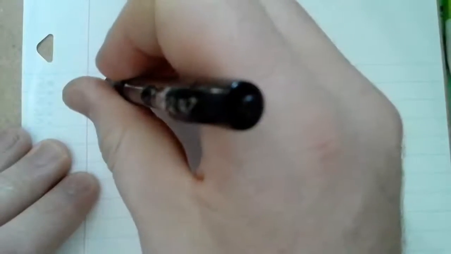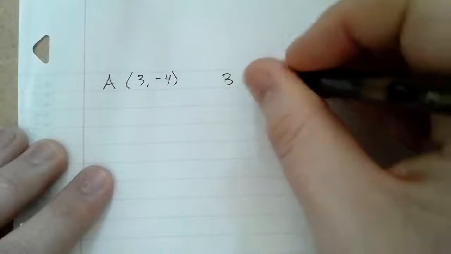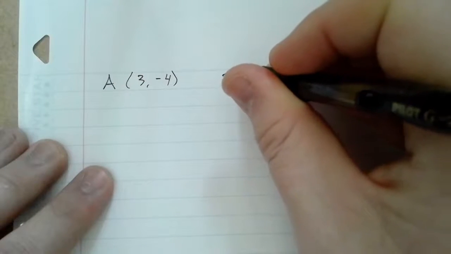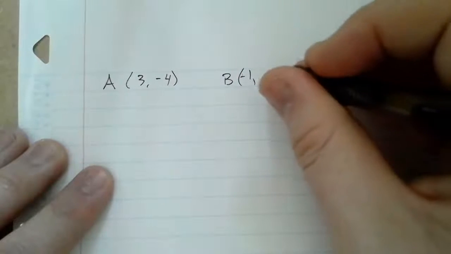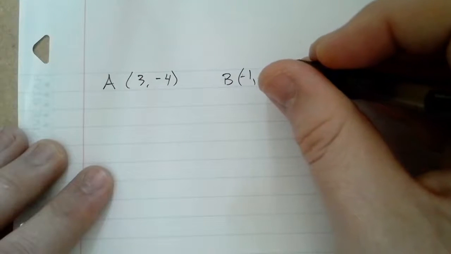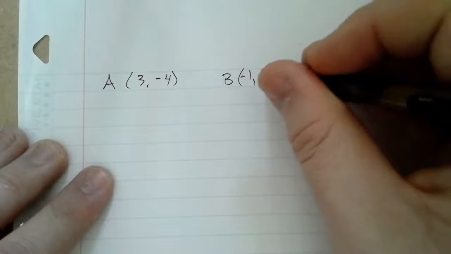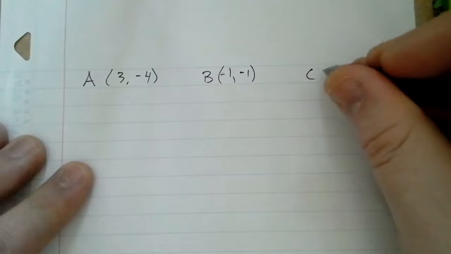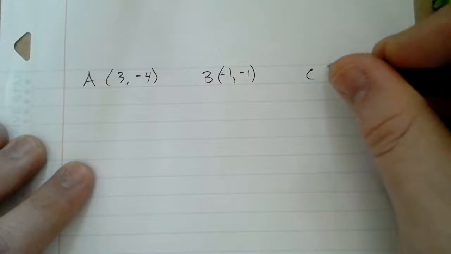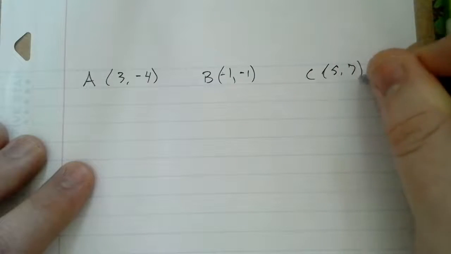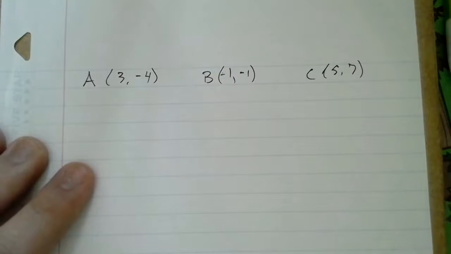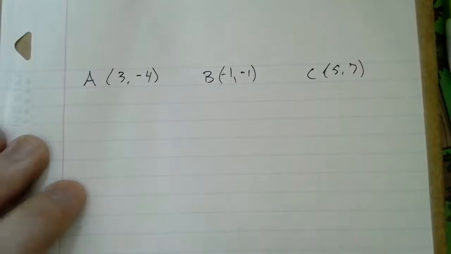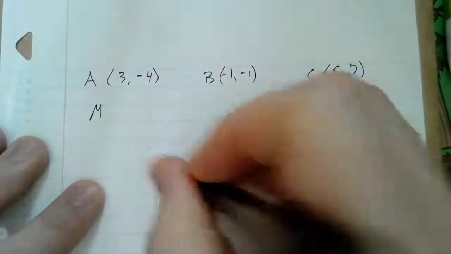So here, let's say A has coordinates 3, negative 4. We'll say that B has coordinates negative 1, and we'll go with negative 1 and negative 1. Why not? We'll get crazy with it. And let's say that C has coordinates 5, 7. So here, we can do a few things. The first thing I can do is find the midpoint of AB.